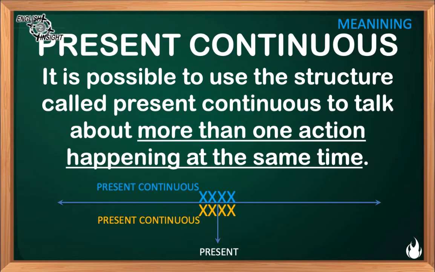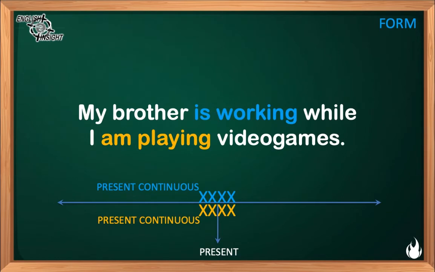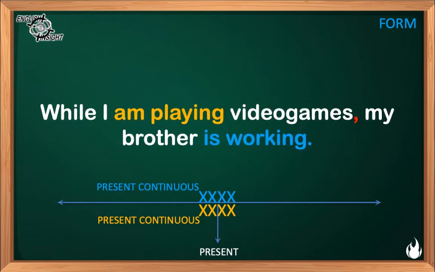It is possible to use the structure called present continuous to talk about more than one action happening at the same time. In other words, the actions are overlapped, just as it is shown in the timeline. We can have two actions in present continuous happening at the same time. For example, my brother is working while I am playing video games. In this case, the word while is the connector of the two sentences. If we decide to start the sentence with the connector while, a comma should be used to connect or separate the sentences.